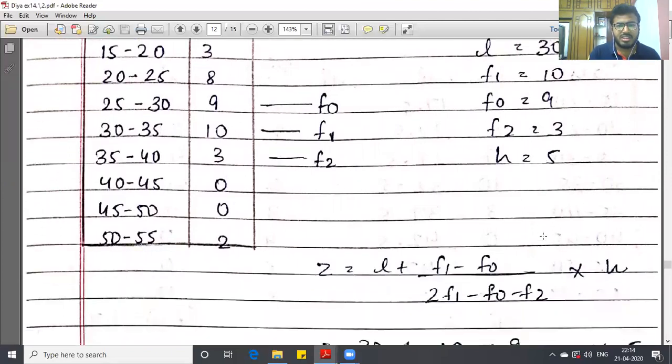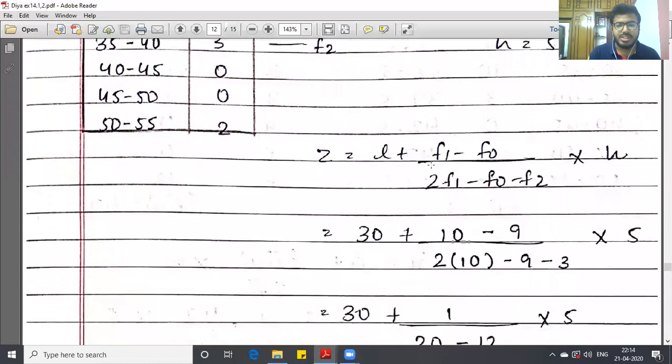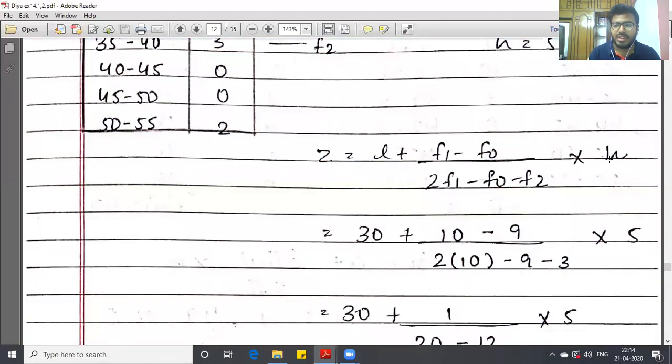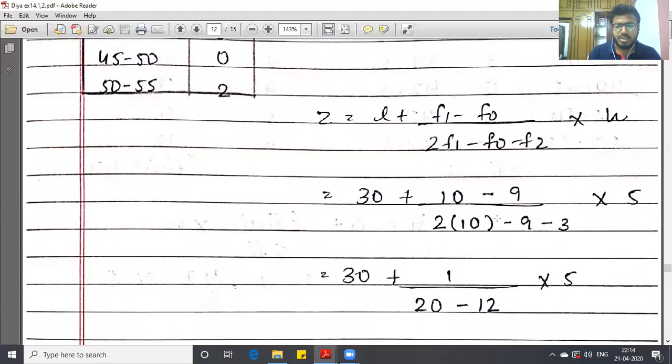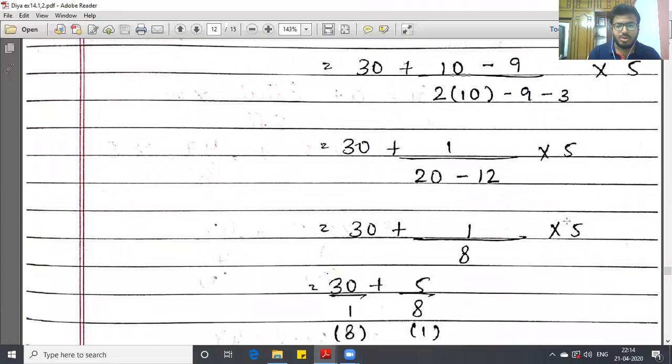Now in the same way, I hope you got the answer. How to do it, you also know. Z is equal to L plus f1 minus f0 upon 2 into f1 minus f0 minus f2, into h. Substituting the values: first, 10 minus 9 is 1. 2 into 10 is 20, minus 10 and minus 3 added together, minus 12, into 5. So 30 plus 5 upon 8.